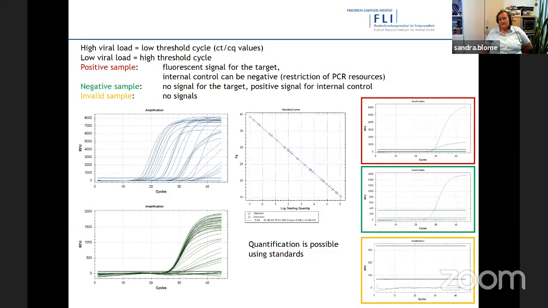The real-time PCR is in principle quantifiable, so quantification is possible using standards. I just put in the middle an example of the standard curve. So you could find out how many genome copies are in your sample. The question is, for animal disease control, this is not really important. Even a few copies will render the animal positive. So it is mainly for research purposes and for the purpose of trials.